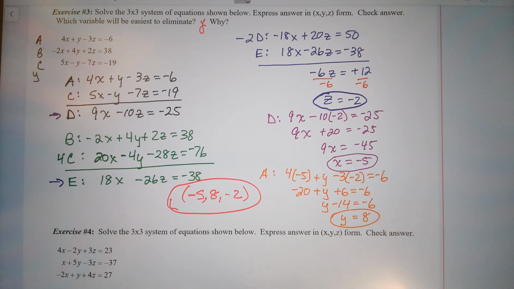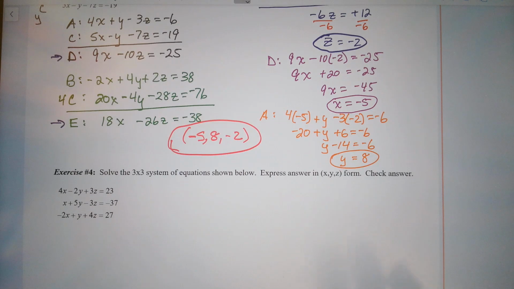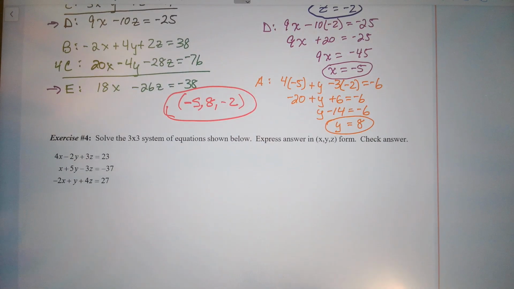Okay, we'll hold off on number 4. Actually, if you don't mind, try 4 on your own. You can eliminate the x's, or you can eliminate the z's, would be the easiest. I would probably go with the x's.